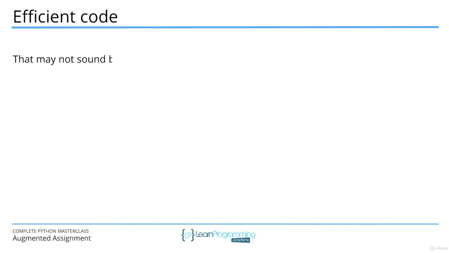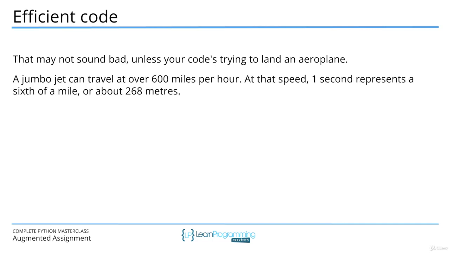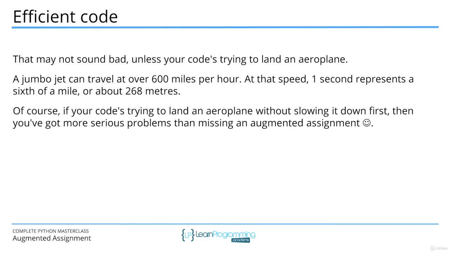Now in terms of efficiency, that might not sound bad unless your code's trying to land an aeroplane. A jumbo jet can travel at over 600 miles per hour. At that speed, 1 second represents 1/6 of a mile, or about 268 meters. Of course, if your code's trying to land an aeroplane without slowing it down first, then you've probably got more serious problems than missing an augmented assignment. But hopefully you get the point here.